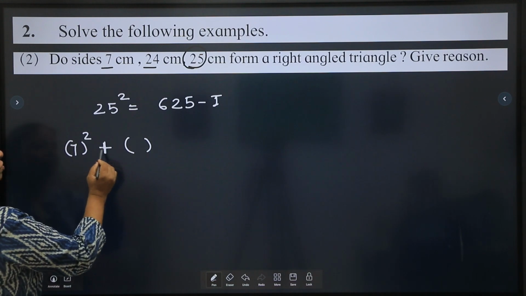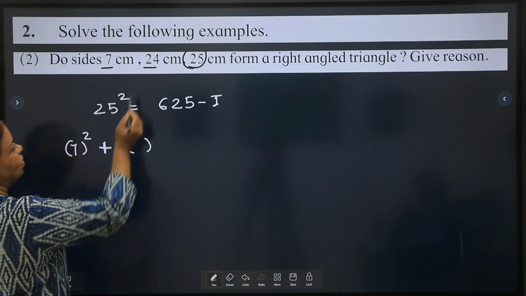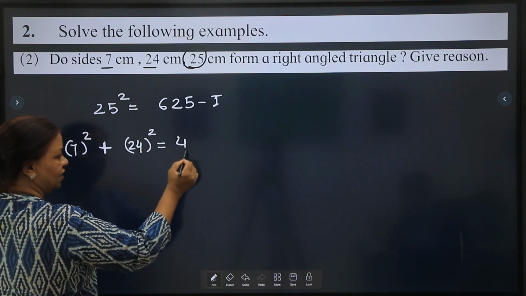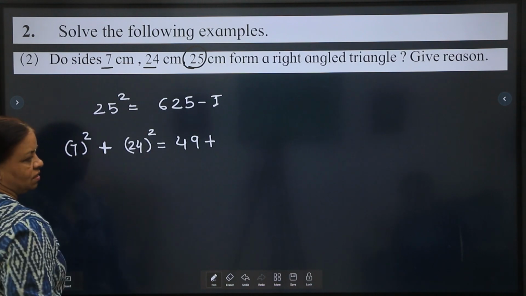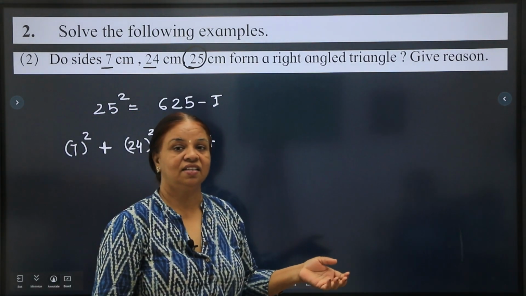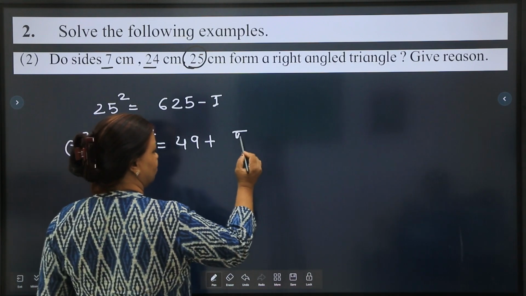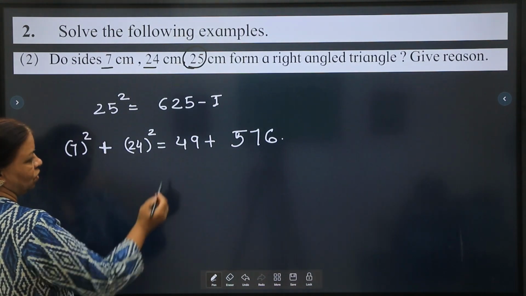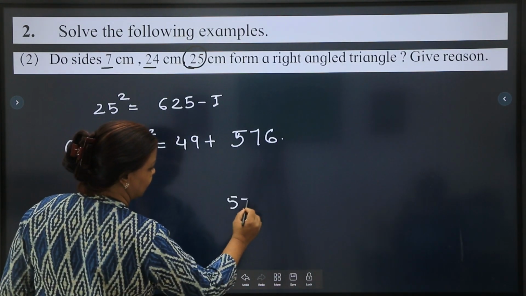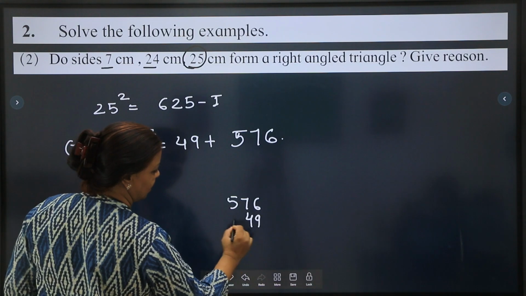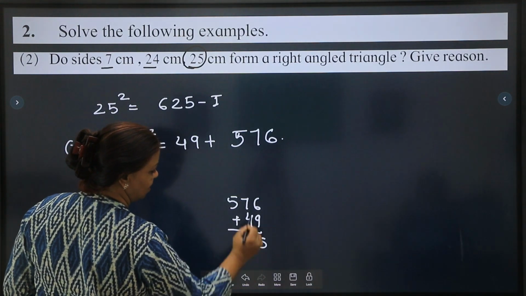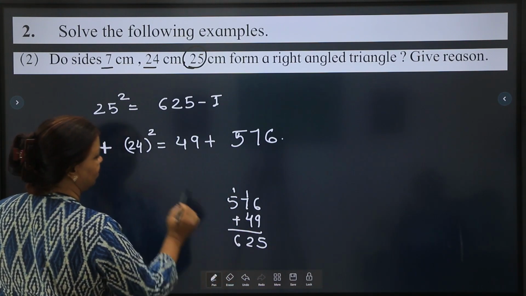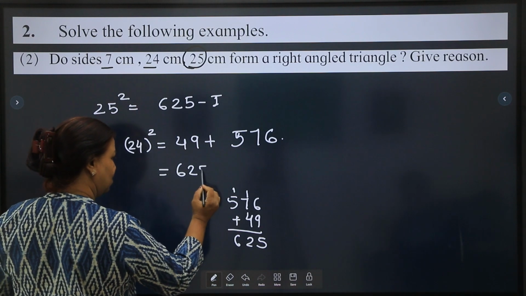Let us find the sum of the squares of the other two sides, 7 square and 24 square. So, 7 square is 49 and 24 square is 576, which we have done before. If we add both, what we will get? 576 plus 49. 9 plus 6, 15, 1, 11, 12, and it is 625, which is equal to 625.